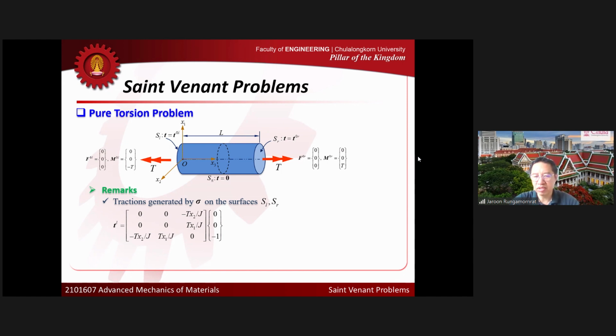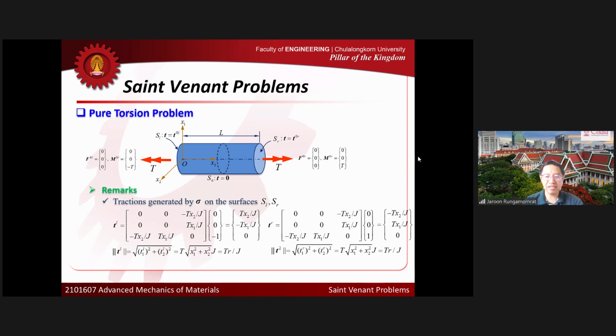I will simply generate the traction based on the stress that I got before, and multiply by the unit normal vector at the left and at the right end. So now I get the traction like this. That is the traction at the left end, and at the right end I can get it like this. So you can see that the traction that I need to apply at both ends has to be linear in x1 and x2, like the form that I showed there.